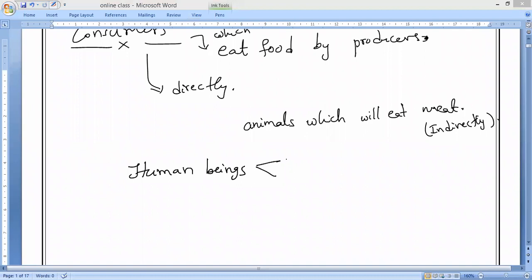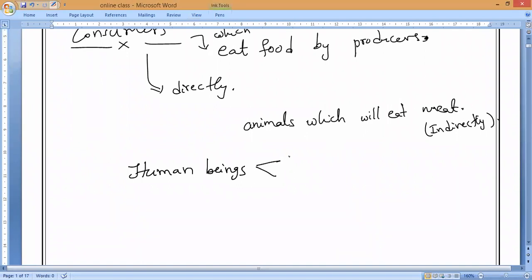Human beings sometimes depend on producers directly and sometimes indirectly. Sometimes we eat the direct products of plants, and sometimes indirectly, like chicken. If you are eating chicken, you are indirectly depending on the producers. If you are eating plants, fruits, leaves, and so on, you are directly depending on the plants or producers. So these kinds of organisms depend on producers both directly and indirectly.